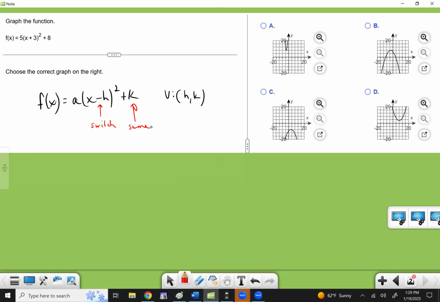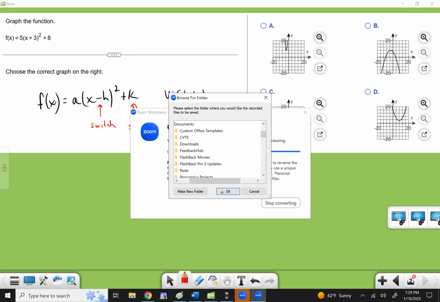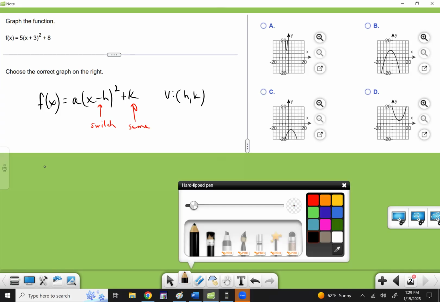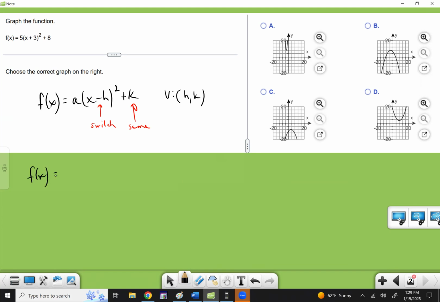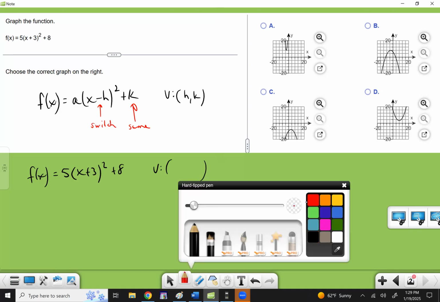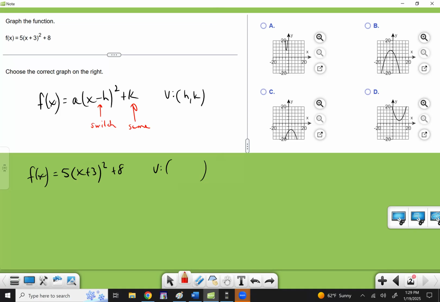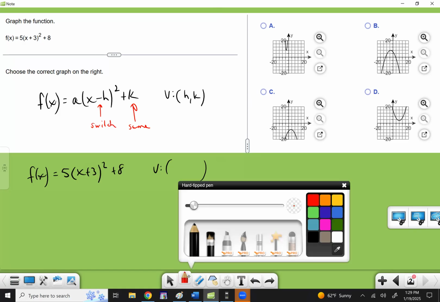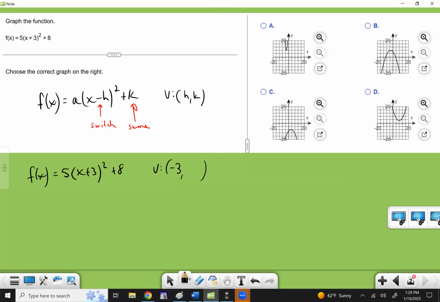Okay, so we're looking at our particular problem. Let me go ahead and write this one down, right? You'll notice it is in vertex form, so it should be really easy for us to come in here and get our vertex. So we're going to switch the sign on this one. So instead of +3, it's going to be -3. And then for this one, it's going to stay the same. So +8 really is going to be a +8.